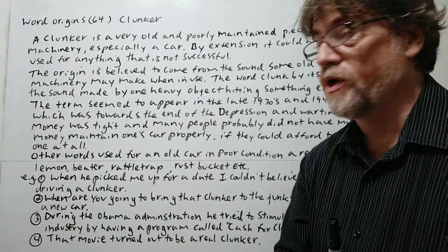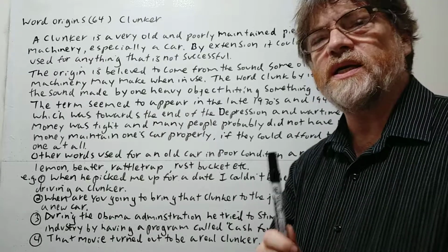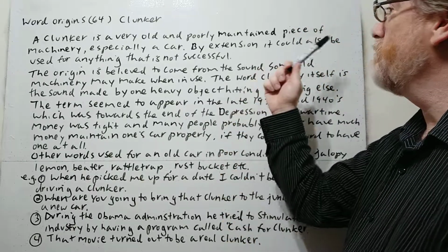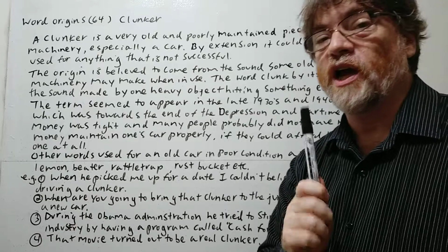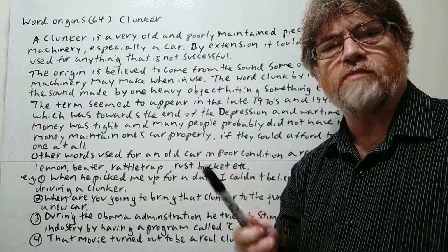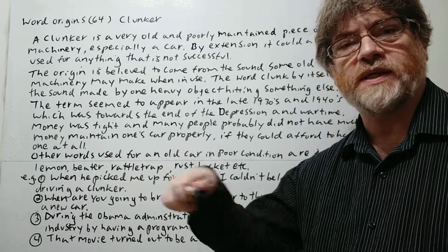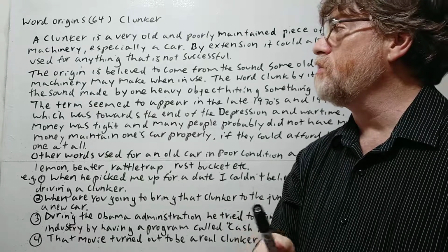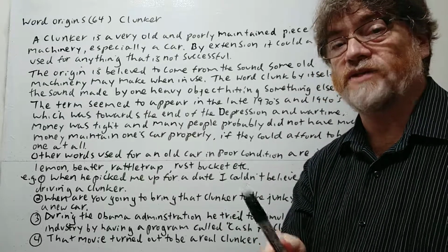Okay, let's take a look at the note here. A clunker is a very old and poorly maintained piece of machinery, especially a car. By extension, even though we mostly use it for cars, it could also be used for anything that is not successful.